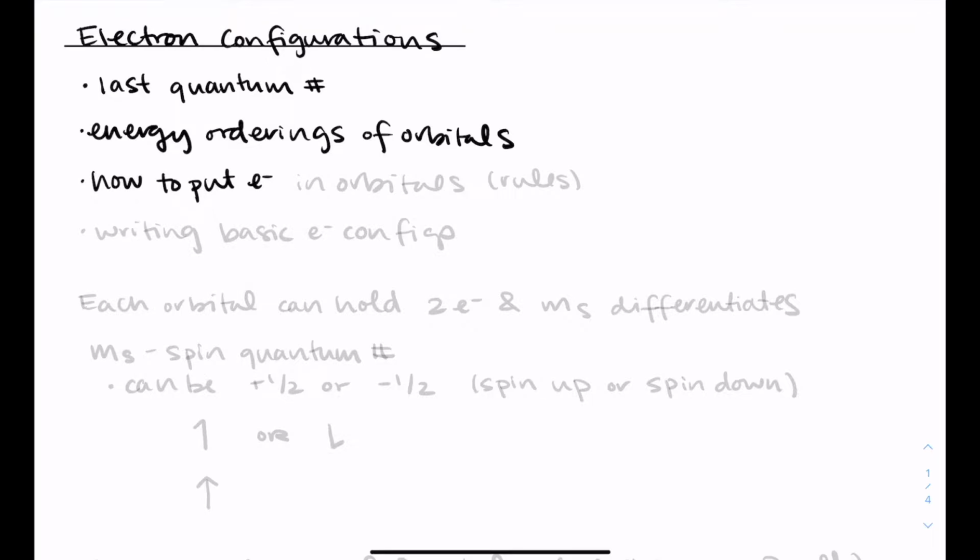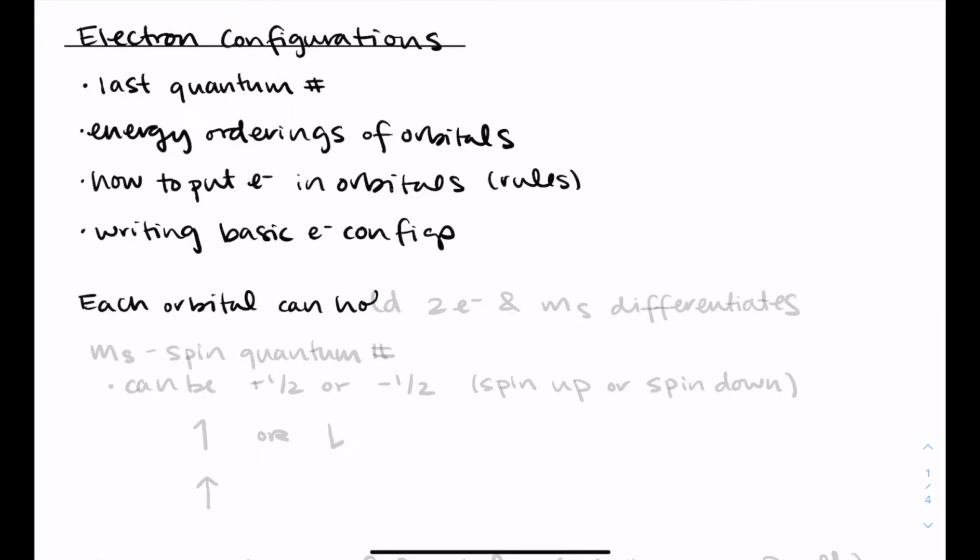We are going to put the orbitals in order of their energies. Then we're going to talk about how to put electrons in the orbitals, and hopefully you think this is a good thing: there are rules that let us do that in a specific way. And then we're going to go into writing basic electron configurations, which is just a listing of every orbital that tells how many electrons are in the orbitals.